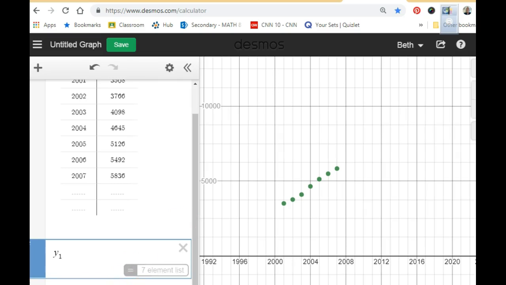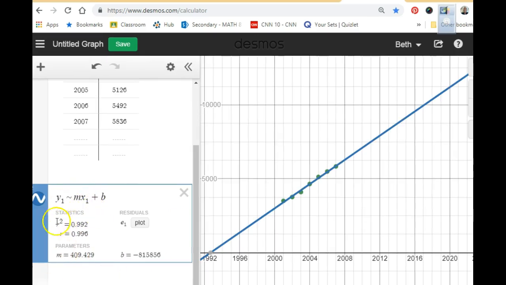And then you need to go to the, really nice because it shows us quite a bit of information. So this is the correlation coefficient squared. This is our R. That's telling us this is a really positive, right, correlation. This tells me my slope is 409.429, right? This tells me negative 815,586 in year zero. Year zero, what is that?